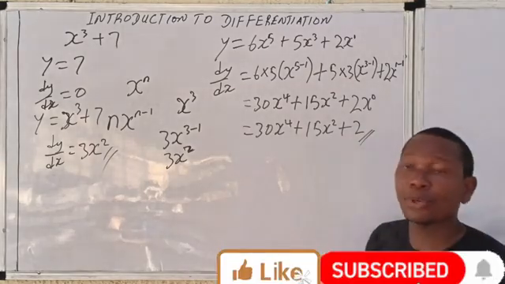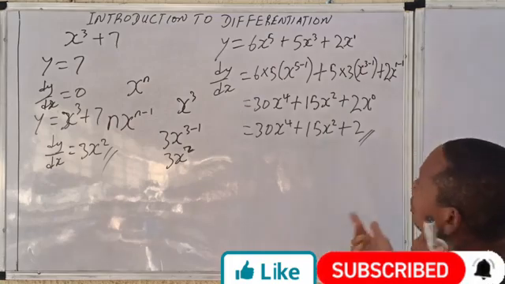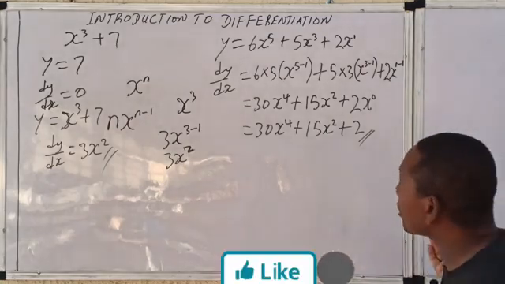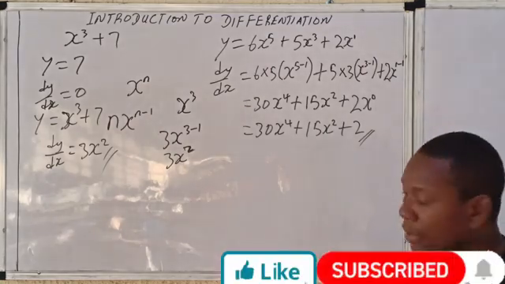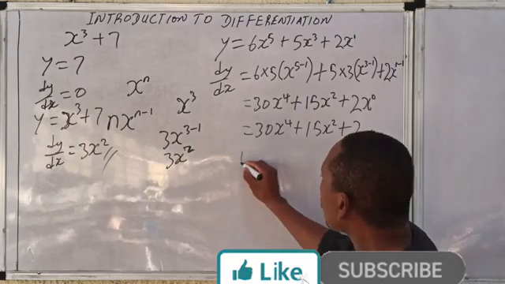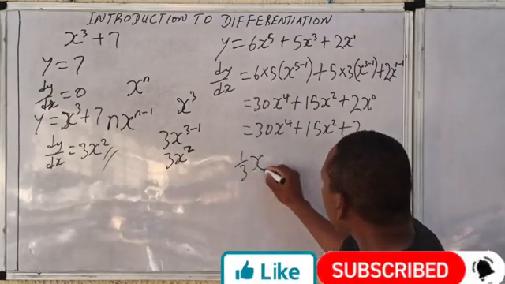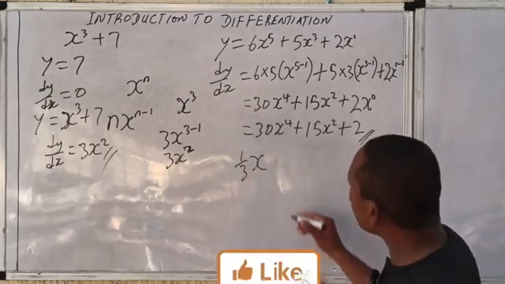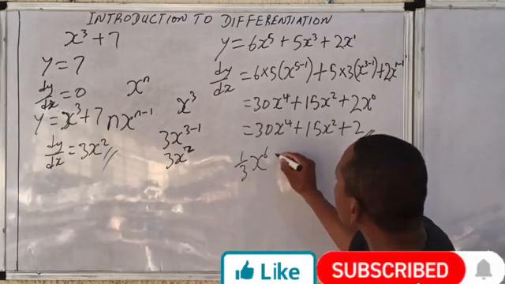This is a very simple concept. Let me solve one question that will involve some aspect that you think is confusing, but it's still very easy. Let's assume that you're asked to solve something like this. 1 all over 3x raised to power, let's say 6.